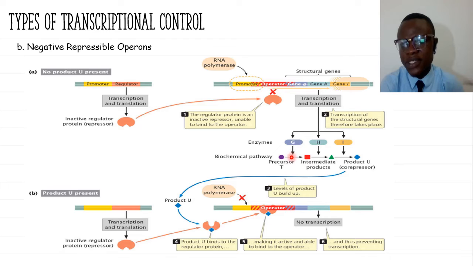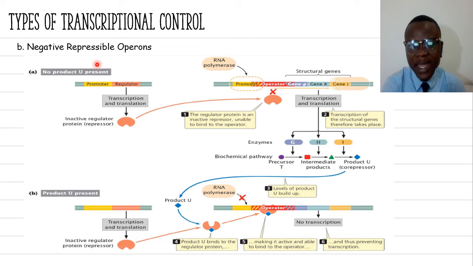So we are producing a product here that has accumulated in the cell. Because we don't want to keep wasting resources, this product is going to bind to the what? Regulatory protein and cause it to become active. So once the regulatory protein becomes active, it binds to the operator and the RNA polymerase cannot bind to the promoter to facilitate transcription. So it is a negative control, however, it is repressible.